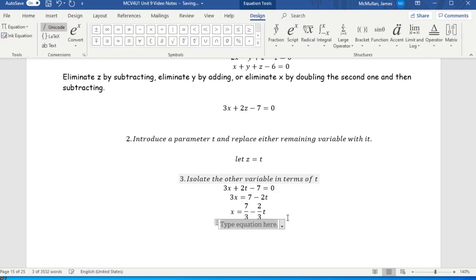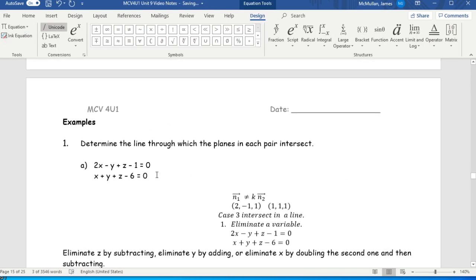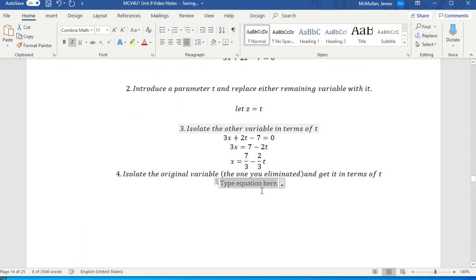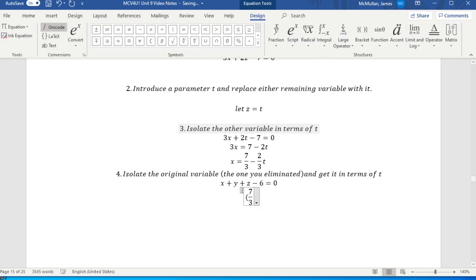Now what we're going to do is isolate the original variable, the one you eliminated, and get it in terms of t. You can use either equation. Let's use the second one: x plus y plus z minus 6 equals 0. So x, I know, is 7/3 minus 2/3 t. Y is y, we don't know. And z is t, minus 6 equals 0. So we just have to isolate y. So y equals 6, take away t, plus 2/3 t, and then minus 7/3.